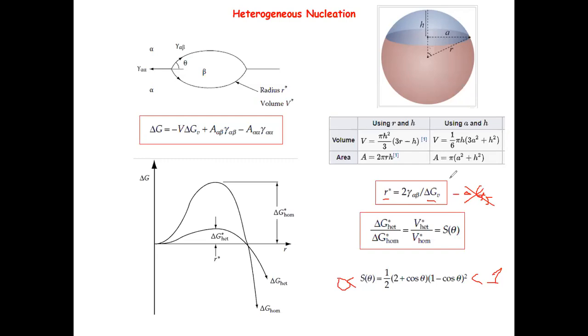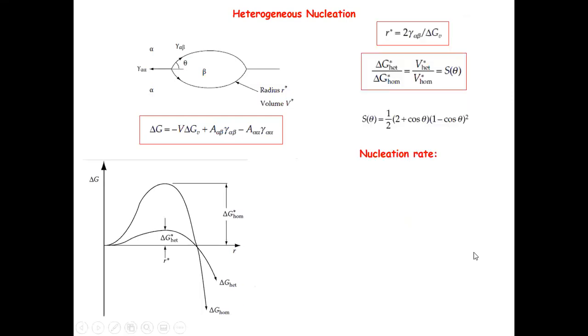So basically, heterogeneous nucleation is much easier compared to homogeneous nucleation because we have a much lower free energy barrier. So it's much easier for you to nucleate using the heterogeneous mechanism. And this is exactly what we see in the actual material system.